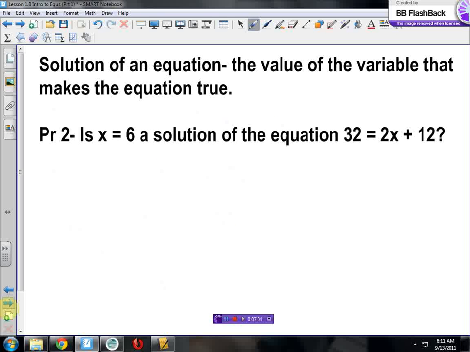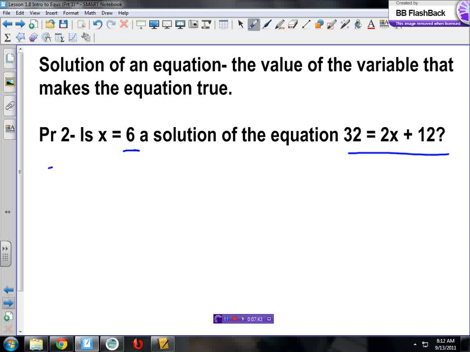All right, now when I'm talking about a solution of an equation, a solution is what makes an open equation true. What makes an open equation true? So if I look at problem 2 over here, what type of equation do I have right here, Eddie? Open. Why? There's a variable in there, right? Now what they want to know is, if I take out the x, the variable, and I plug in 6, is this going to be true or false?